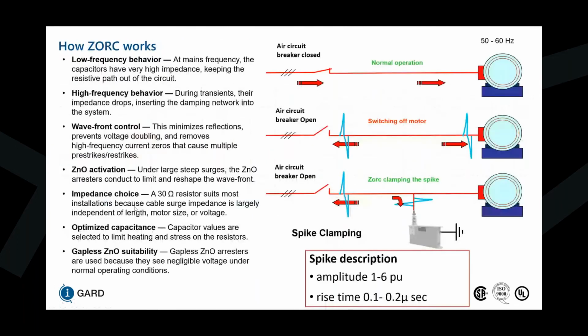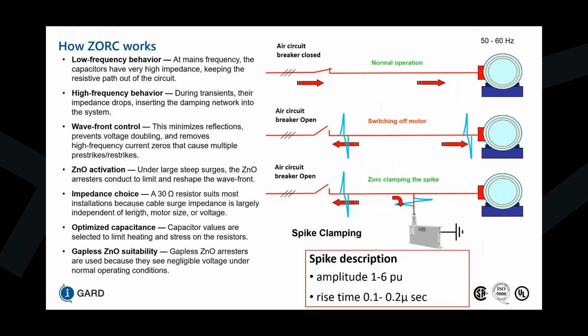So how the ZORC works: during low frequency behavior in normal operation at 60 Hertz, the capacitors have a very high impedance and it keeps the resistive path out of the circuit. So you saw that the capacitance was above the resistor and the zinc oxide portion. So right now it's acting as the blocker to stop any current from going down to ground.